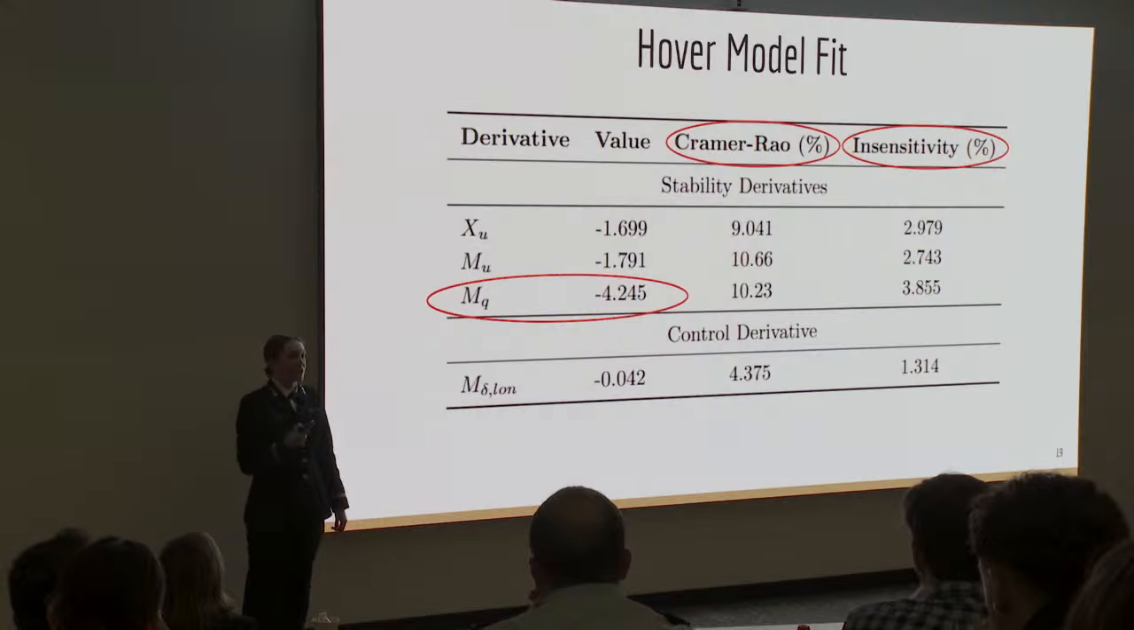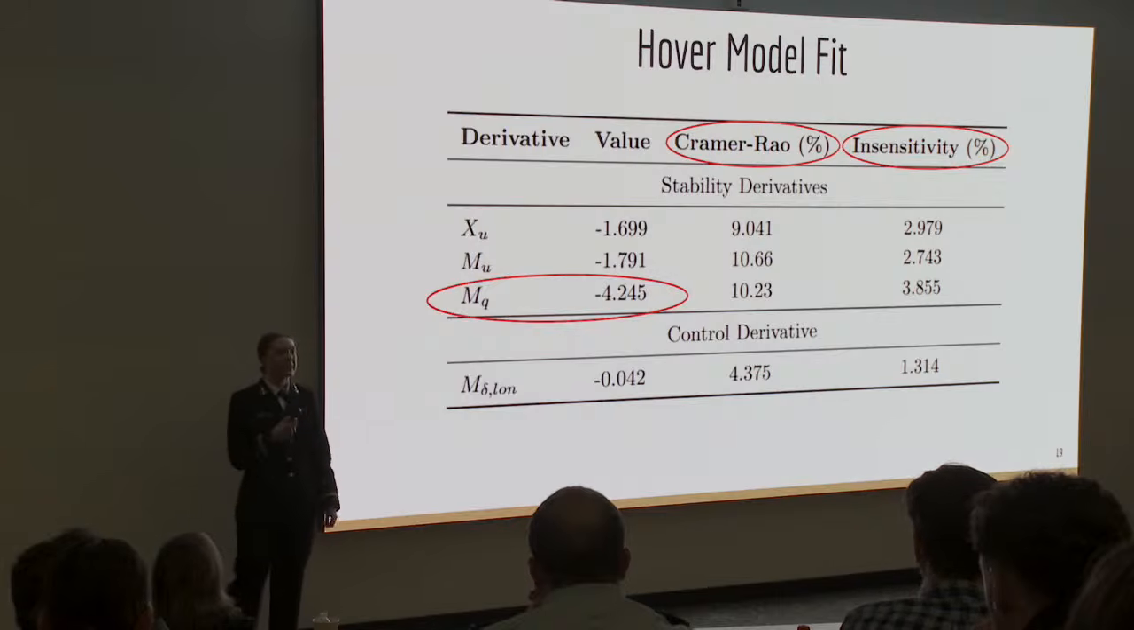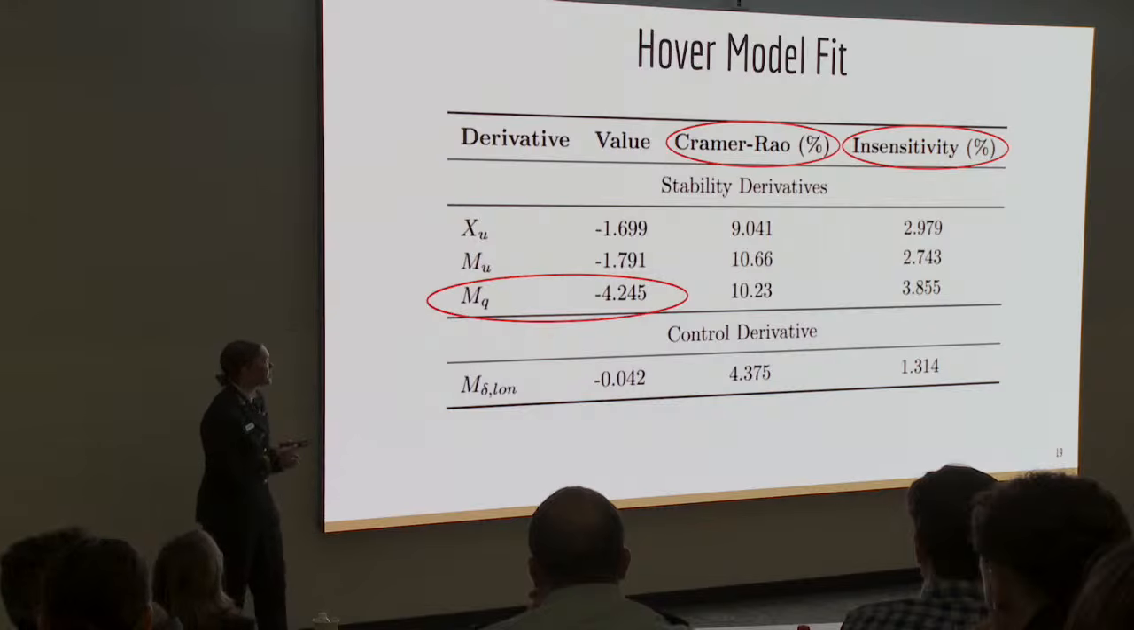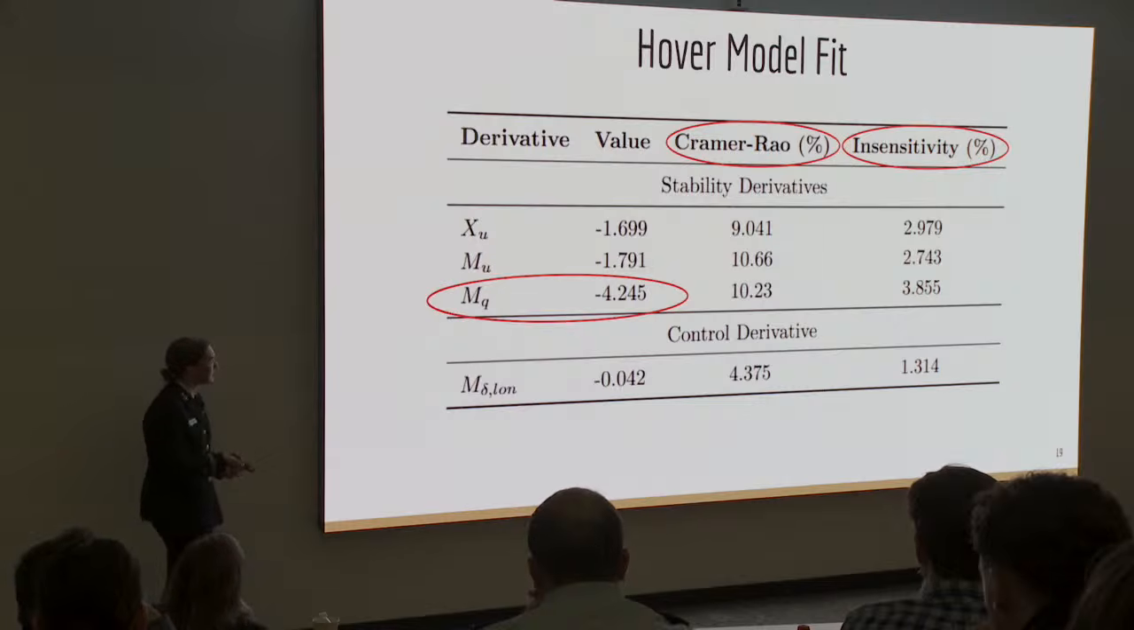So Cramer-Rao is a measure of confidence in our parameter, and insensitivity tells us how much each parameter influenced the cost function, which is the error between our model and the frequency response data. For both of those values, a lower number is better. The standard convention is a Cramer-Rao under 20% and an insensitivity under 10%. And while you can have accurate models with values above those limits, it is something you would want to consider when you're analyzing your results.